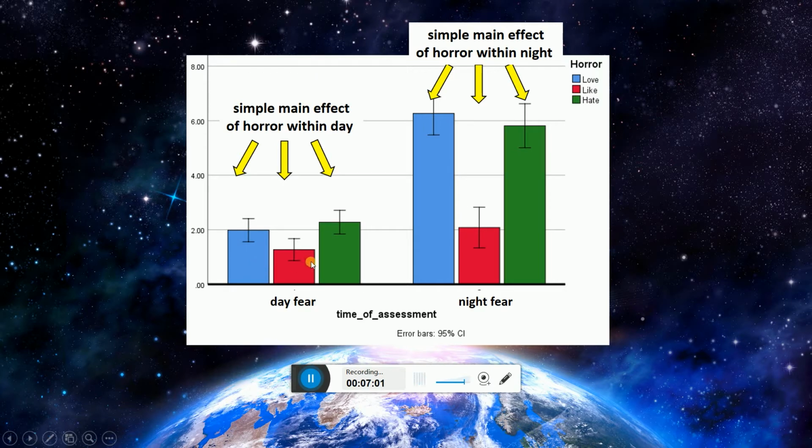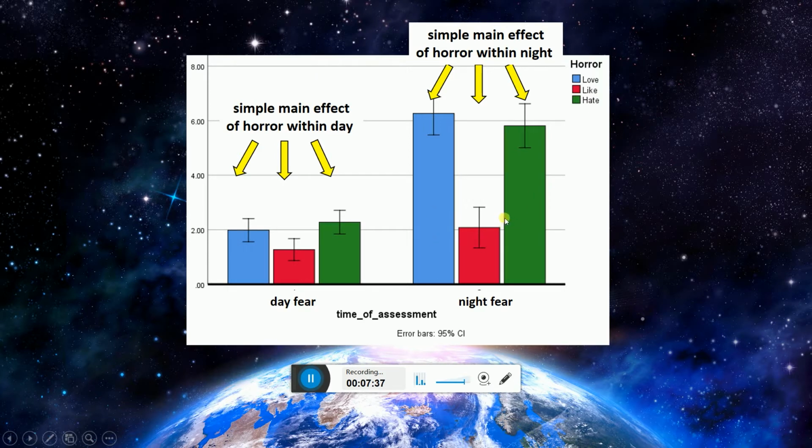And then if that's significant, we're going to need to follow that up with post-hoc tests to see which means are different from which. Once we have finished this analysis, we will look at the simple main effect of horror within night. And this particular analysis is the same in that we need to run a one-way independent ANOVA, and that's because this horror factor is between subjects, and we have 3 means we want to compare. So this will be a one-way independent ANOVA.